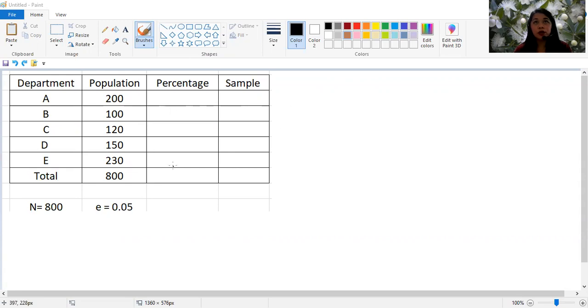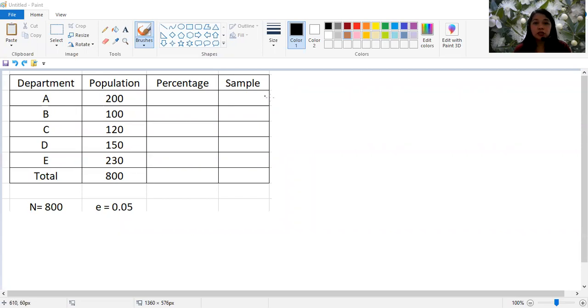Okay, we want to take a sample from a company of 800 employees. Now, these employees can be grouped together by department. So there should be no overlapping of roles for the employees. So no employee should be coming from any two departments. So there are 200 employees from Department A, 100 employees from Department B, 120 employees from Department C, 150 from Department D, and 230 coming from Department E, making up a total of 800 for our population.